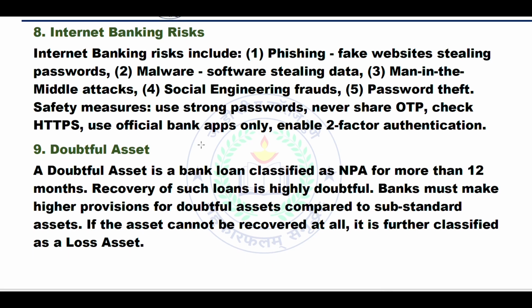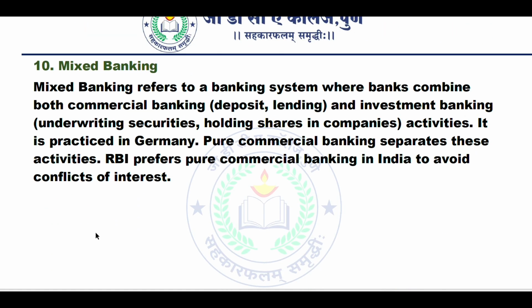Number 9, doubtful assets. A doubtful asset is a bank loan classified as NPA for more than 12 months. Recovery of such loans is highly doubtful. Banks must make higher provisions for doubtful assets compared to substandard assets. If the asset cannot be recovered at all, it is further classified as a loss asset.